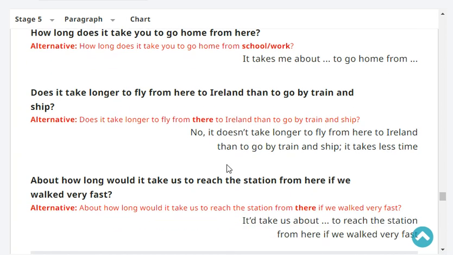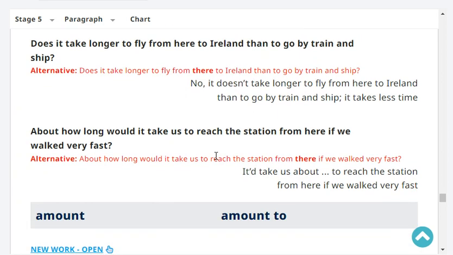Very good. One more. No, it doesn't take longer to fly from here to Ireland than to go by train and ship. It takes less time. Very good. About how long would it take you to reach the station from there if you walk very fast?